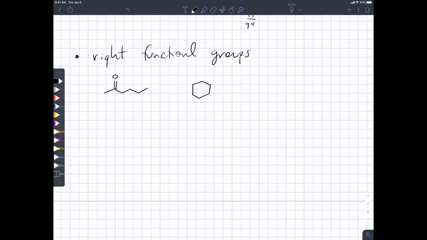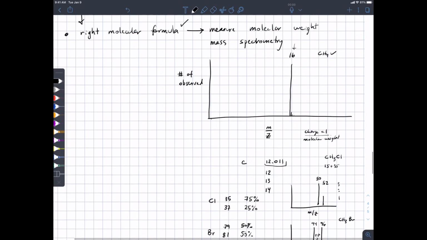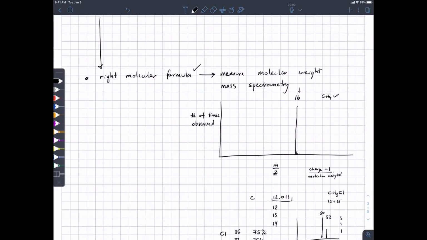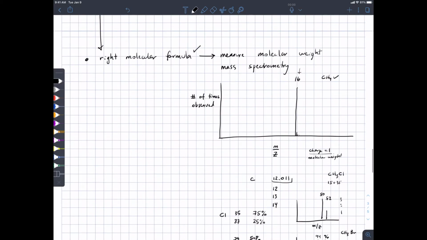There's a question in the chat. Is the y-axis number of times observed, number of observations? Yeah, sorry about that. Number of times a particular molecule was observed by the detector.